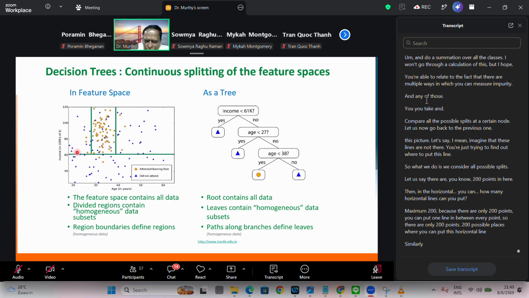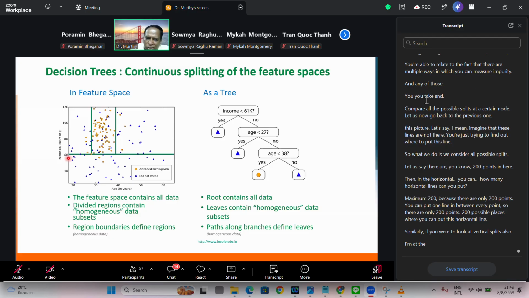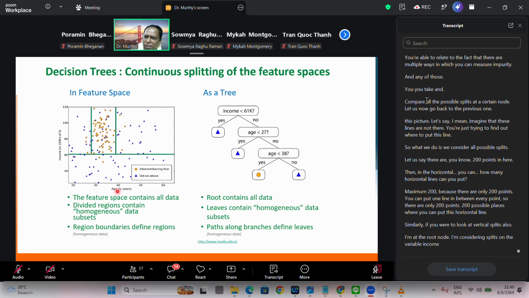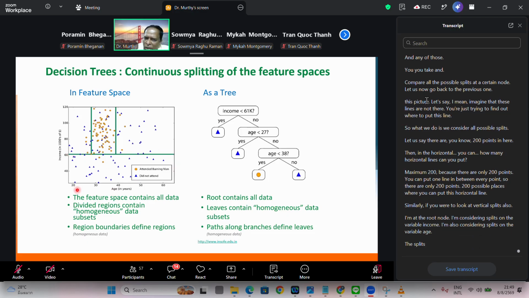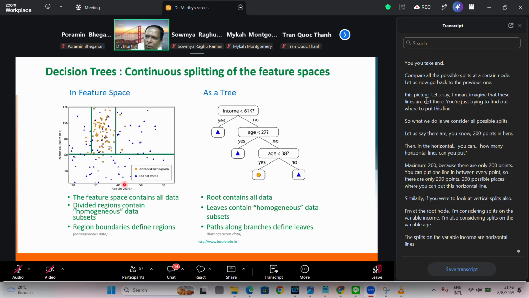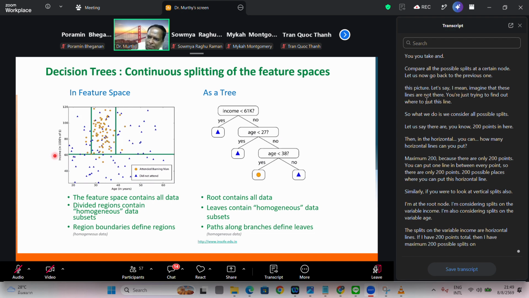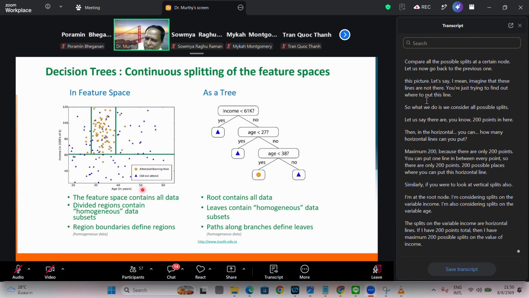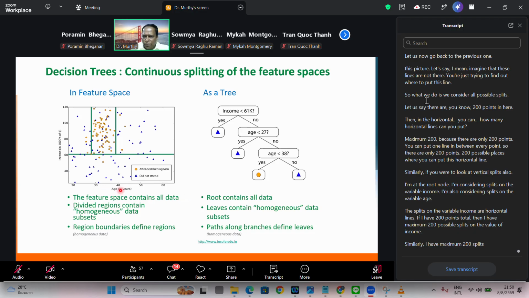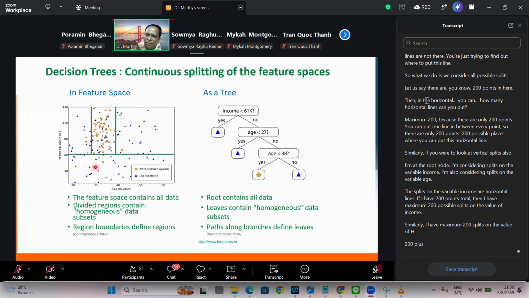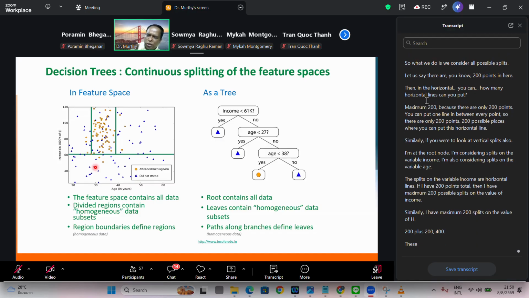Similarly, if you were to look at vertical splits also, I'm at the root node. I'm considering splits on the variable income. I'm also considering splits on the variable age. The splits on the variable income are horizontal lines. If I have 200 points total, then I have maximum 200 possible splits on the value of income. Similarly, I have maximum 200 splits on the value of age. 200 plus 200, 400. For each of these 400, I will compute the impurity.